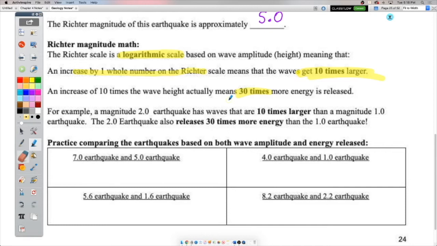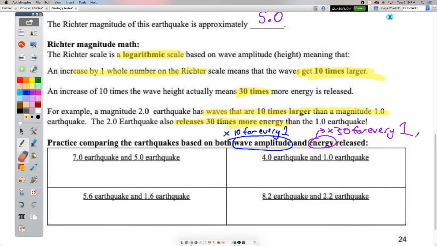So the example they give here is the same one I give. A magnitude 2.0 earthquake has waves that are 10 times larger than a magnitude 1.0 earthquake. And the 2.0 earthquake releases 30 times more energy than the 1.0 earthquake. Okay, so just some practice with this. We're going to compare them based on both wave amplitude and energy. To get wave amplitude, we times by 10 for every difference of 1. For energy, we times by 30 for every difference of 1.